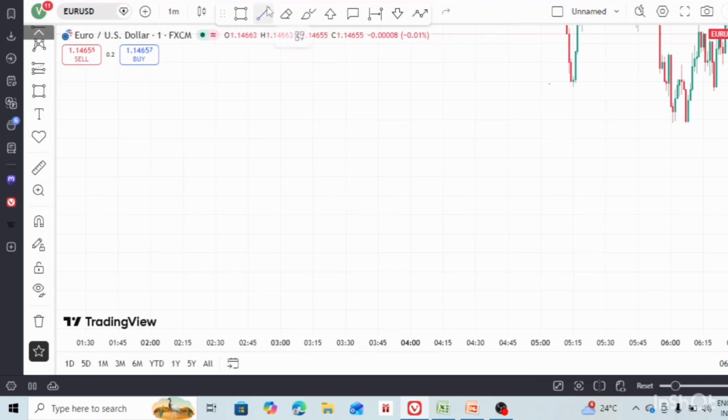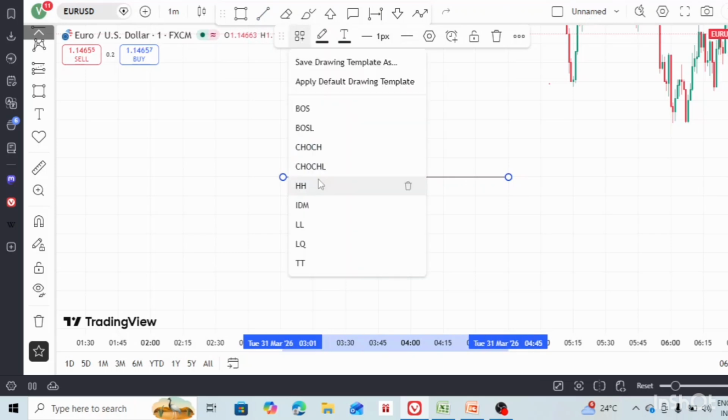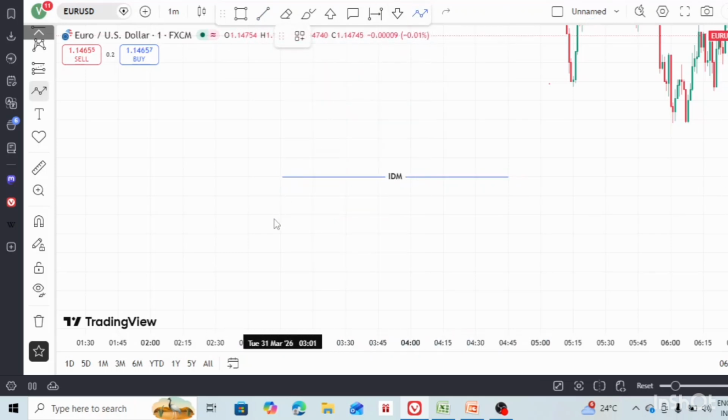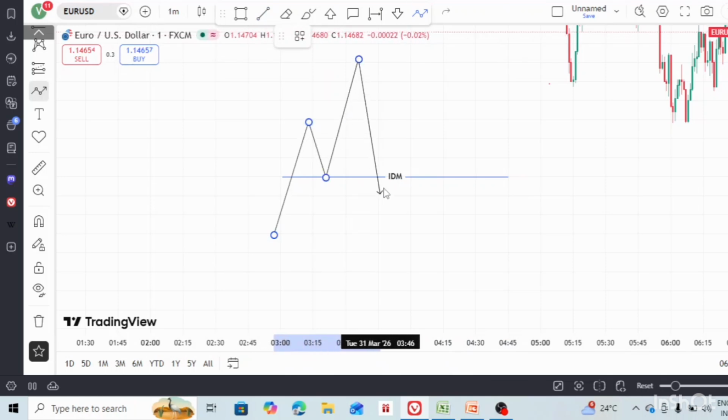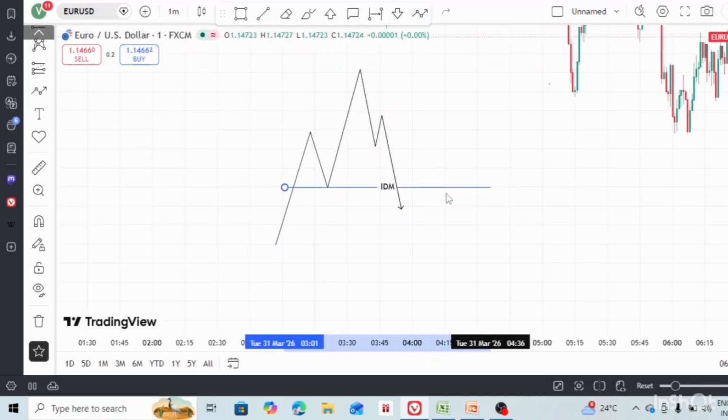Suppose, for example, it can be any liquidity level. Here we have the inducement. The market was moving in the upward direction, and this has mitigated the inducement.